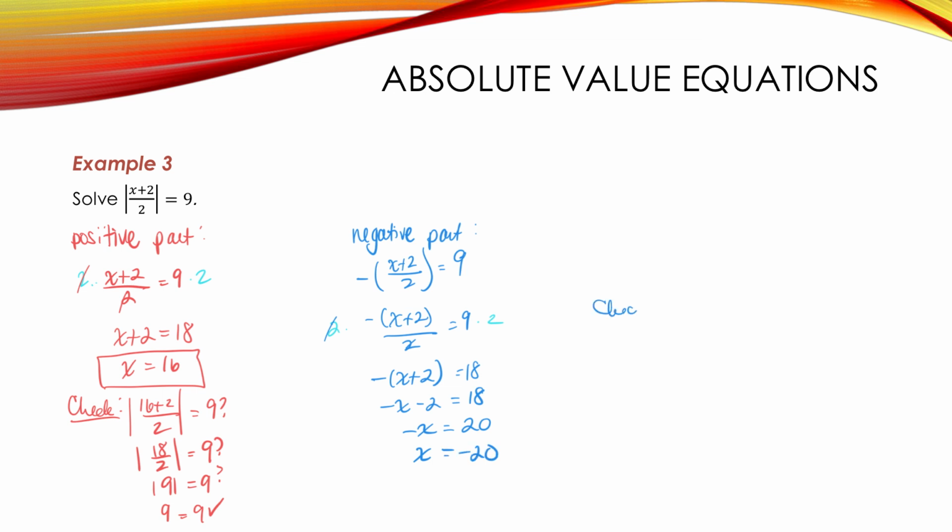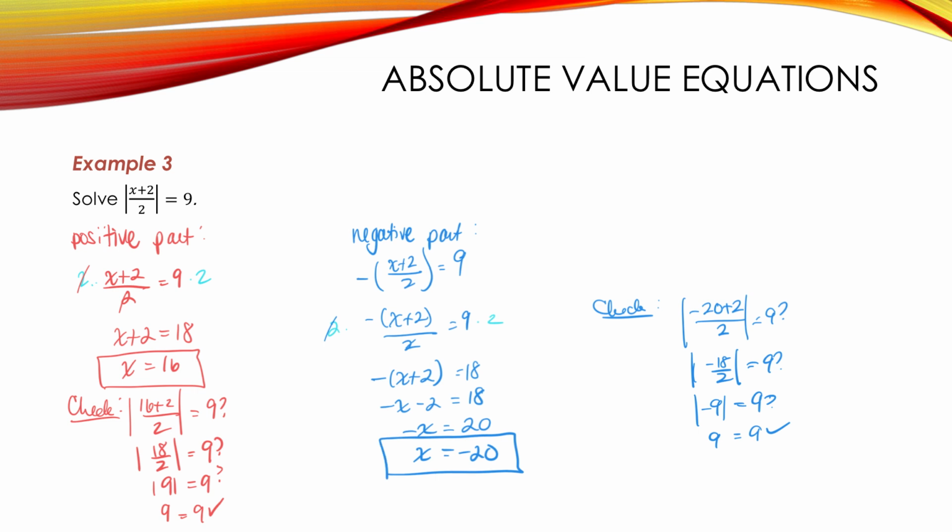But we need to check and see if it works. Is the absolute value of negative 20 plus 2 all over 2 equal to 9? Well, negative 20 plus 2 is negative 18 over 2. So the absolute value of negative 18 over 2, does it equal 9? Well, that's the absolute value of negative 9. Does it equal 9? Well, that sure is 9, so we would say yes. Our other solution is x equals negative 20.